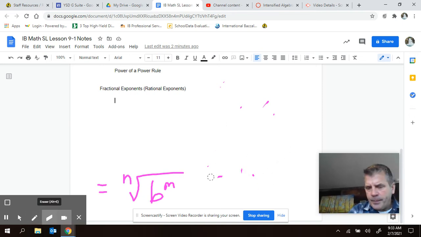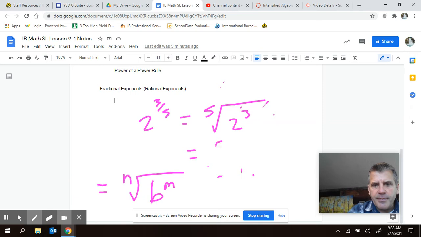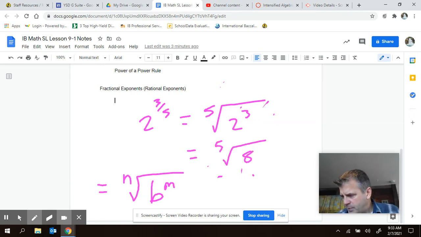In 1b, they have 2 to the 3/5 power, and they want you to write that in radical form. Well, that's just the 5th root of 2 cubed, also known as the 5th root of 8. So you could write it in simplest form that way. And then in part 2 there, they want you to write the expression into exponential form.